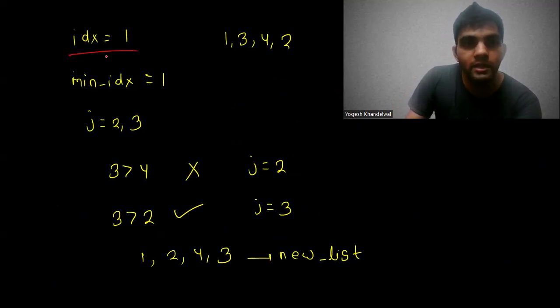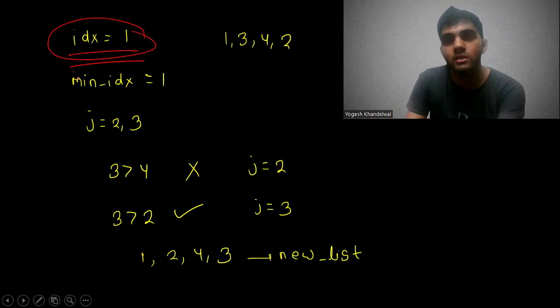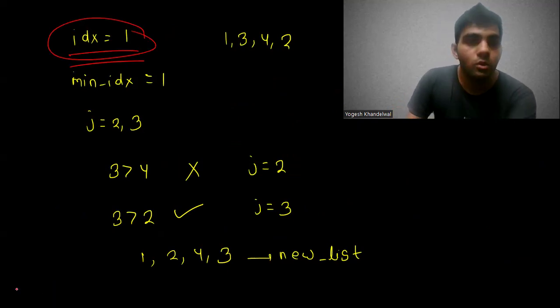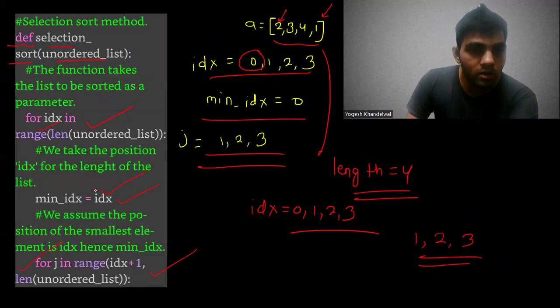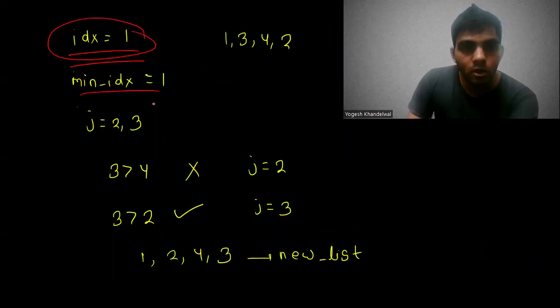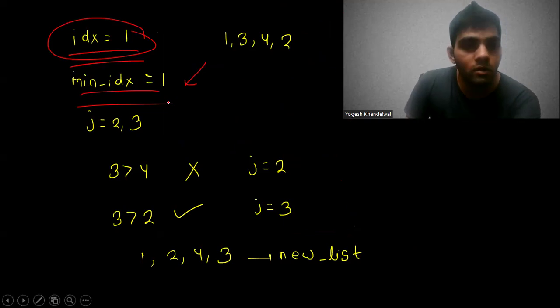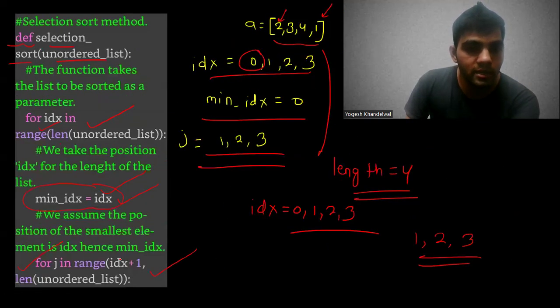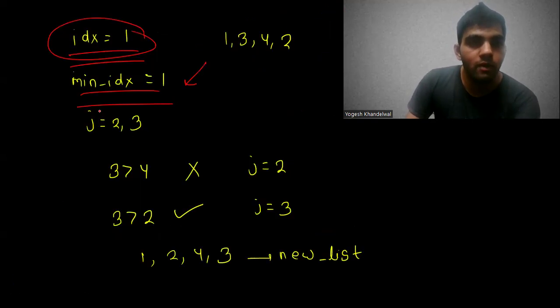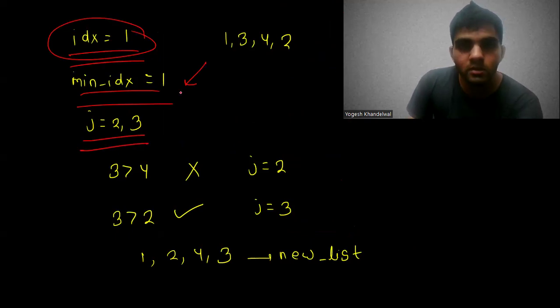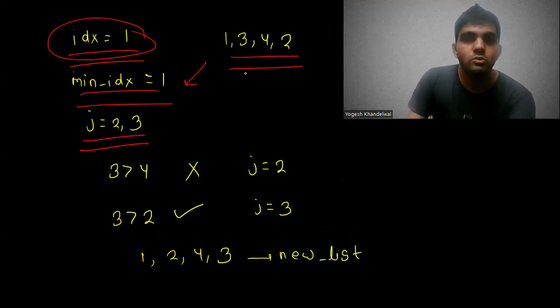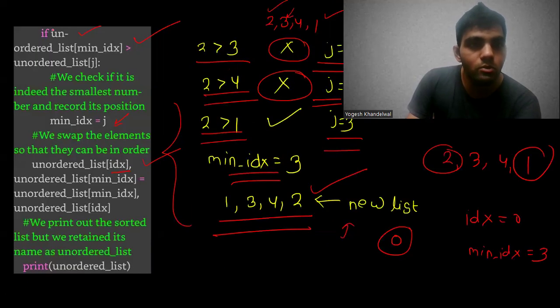According to our code, what is the min index value? Min index is equal to idx, so min index will now become 1. And what are the different values j can take? j takes values from idx plus 1 to the length of the unordered list minus 1. So if idx is equal to 1, then j can take values 2 and 3, and this is now our new list. So according to this if condition, min index is 1 and j is equal to 2.